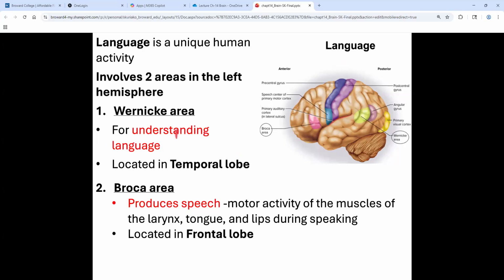There are two main areas, Wernicke's area and Broca's area. The difference is that Wernicke's area is for understanding and Broca's area is for production of speech. So when I'm speaking, my facial muscles are moving, my tongue is moving, all these things happen because Broca's area is controlling it. And now when I speak, you're understanding because you have Wernicke's area, which is hyperactive now. You're listening to what I'm saying, and this area is located in the temporal lobe.